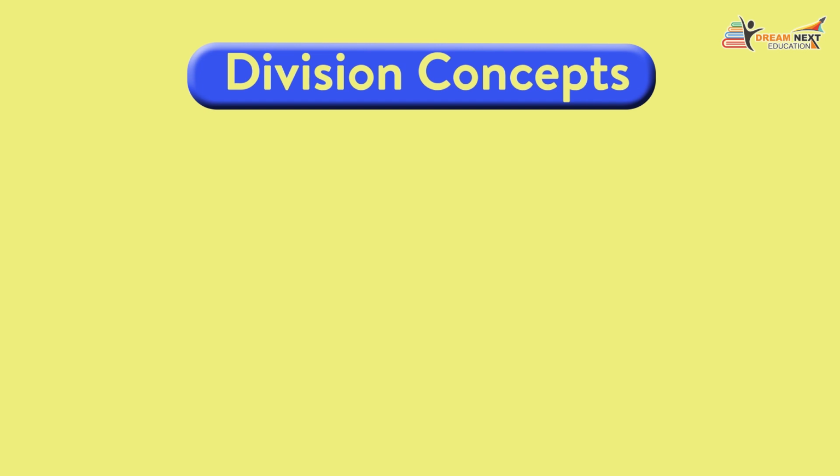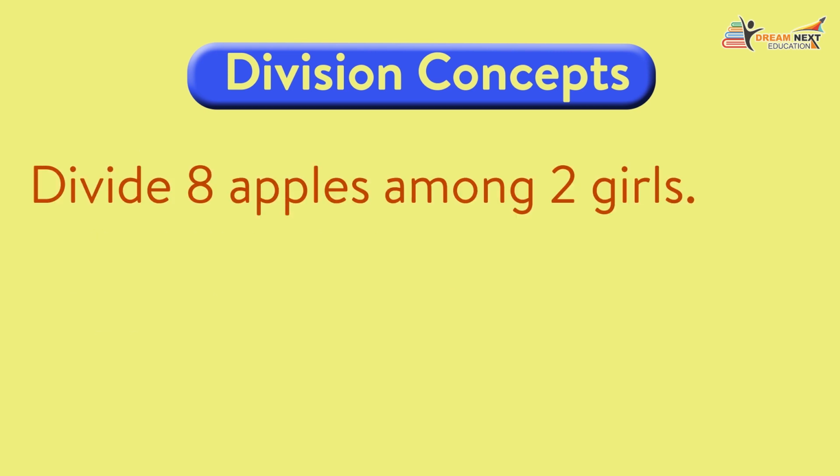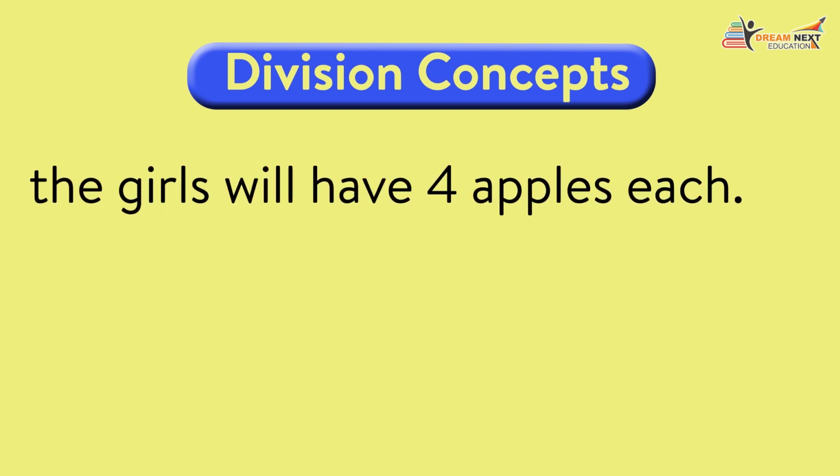Division concepts. Division means distributing in equal number of parts. The symbol for division is divide. Divide 8 apples among 2 girls. If we give equal apples to each girl, the girl will have 4 apples each.